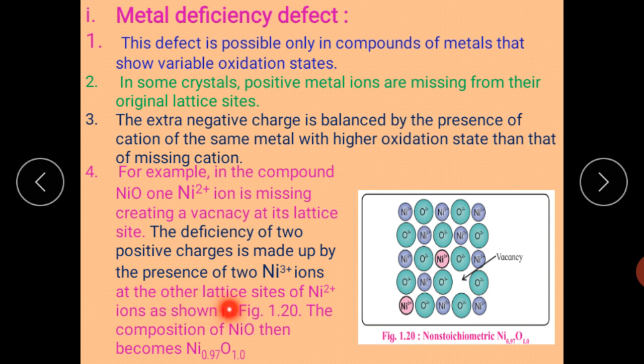At the other lattice sites, Ni2+ ions are present as shown in this figure, and the composition of the NiO then becomes Ni0.97 O1.0. This is a metal deficiency defect. Deficiency means there is a requirement of the metal, but this shows there are higher oxidation states. They can be maintained in the same crystal with increasing oxidation states.